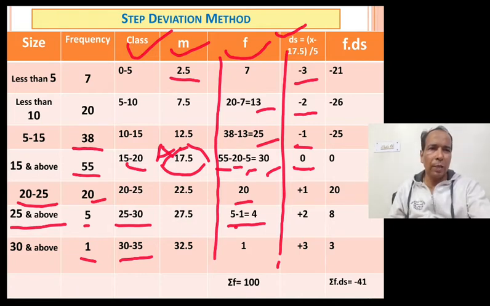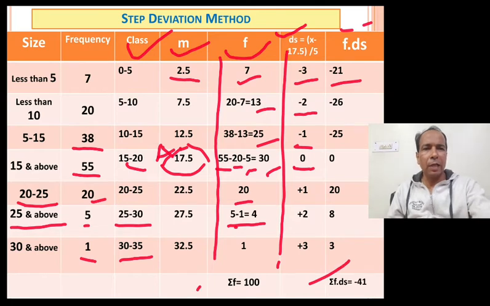Now you calculate the last column here, that is f into ds. Like for the first row, I am just showing you, f is 7, ds is minus 3. So 7 into minus 3 gives you minus 21. All the values are calculated. Now you can calculate sigma f ds and sigma f. So in this example, you found sigma f ds to be minus 41, sigma f to be 100.